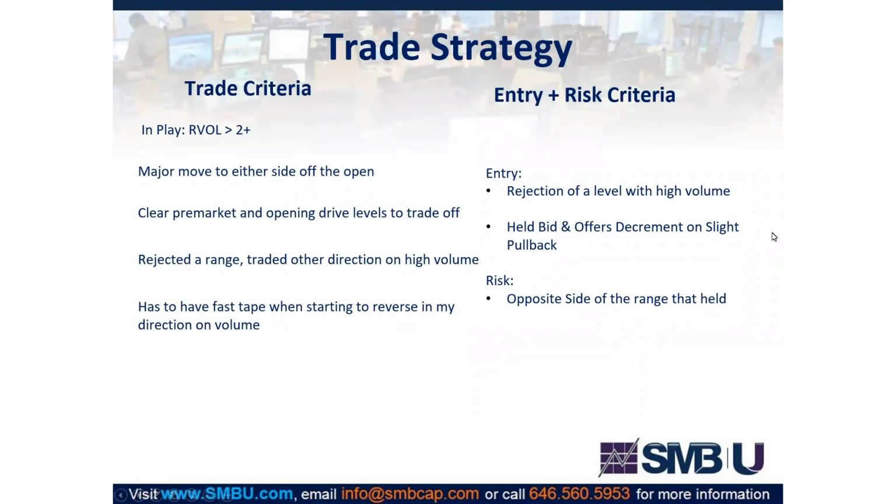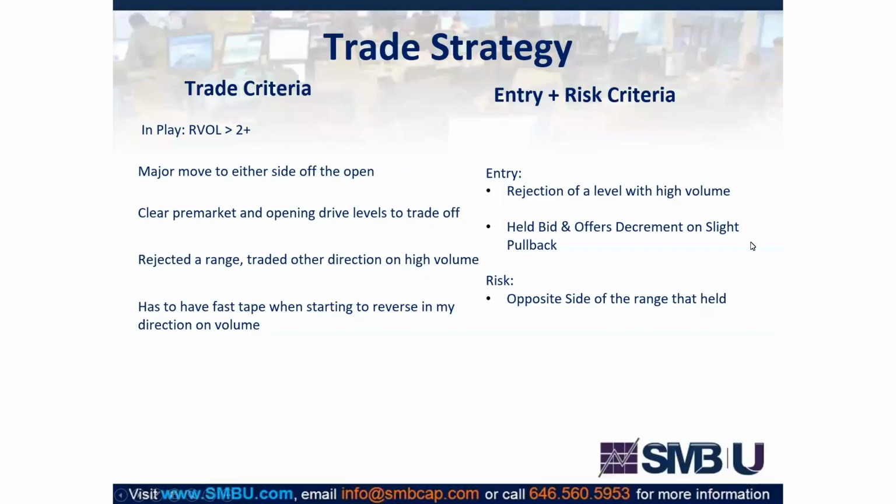So, trade strategy: you just want to see a major move to either side off the open from that opening drive with elevated R vol. Clear pre-market ranges to trade off of for the opening drive that were also respected during the opening drive make these continuations a lot clearer. And then it really has to have fast tape when it's starting to reverse and break back the other direction. So if we see a rejection of a level with really high volume and then holding under that level, that's a really good entry signal, or potentially a held bid being decremented.